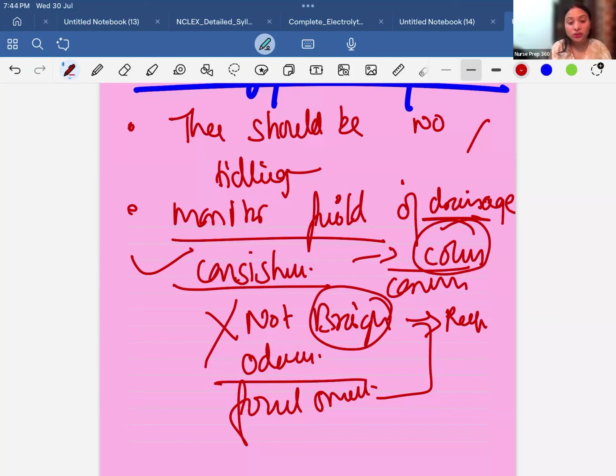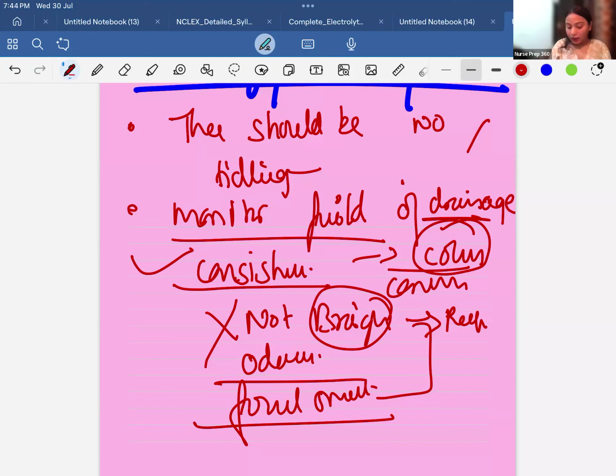There should be no obnoxious odor coming from the fluid. There should be no foul smelling. There should be no bright red color or big clots. When you're seeing all this, it means that there's active hemorrhage, and active hemorrhage is not expected.